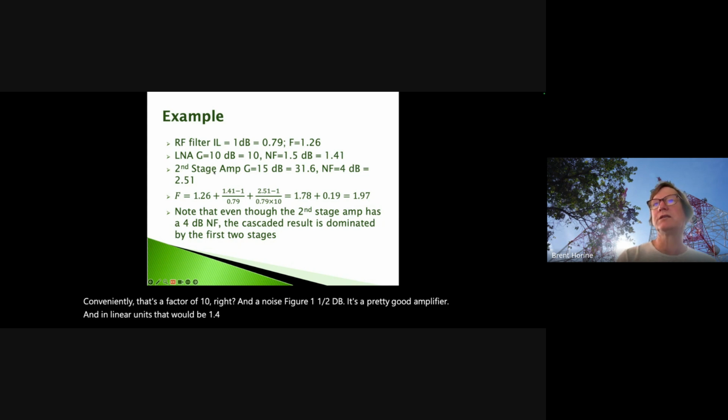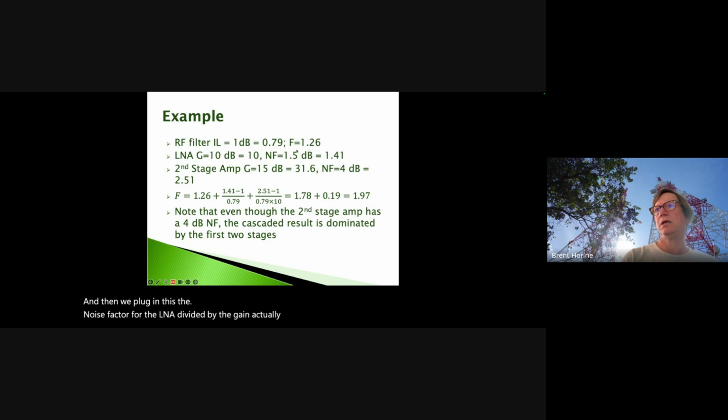Then we're going to say that there's a second stage amplifier after this, and it's going to have a gain of 15 dB and a noise figure of 4 dB, right? So higher gain, but worse noise figure, right? So let's plug and chug. So we plug in this F number here, and then we plug in the noise factor for the LNA, divide by the gain.